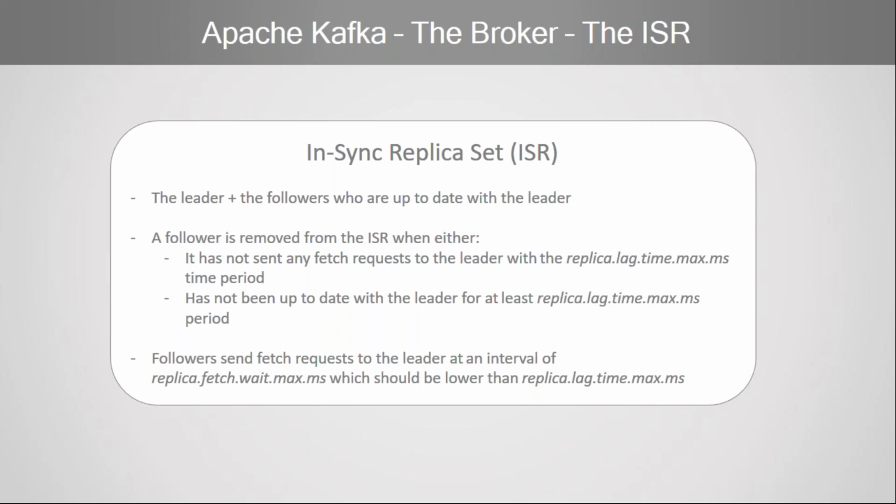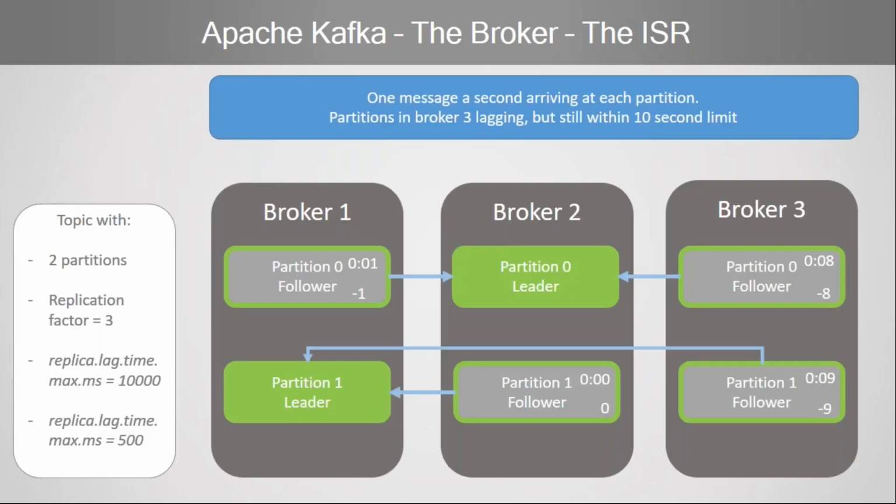So why does it do this? What does the ISR give us? Let's have a look at an example. Now we have a topic with two partitions. We have one message a second arriving, or maybe a better example would be 1,000 messages a second or 1,000,000. But we have a message arriving at our leaders. We can see that broker 3 is lagging. It's 8 seconds, or 8 messages, or 8,000, or 8 million messages behind the leader on partition 0, and on partition 1 it's 9 seconds behind.